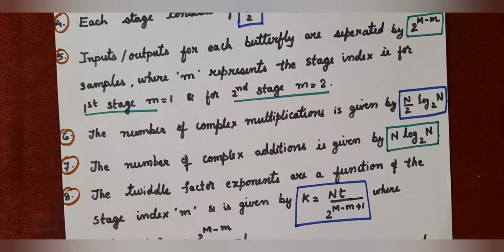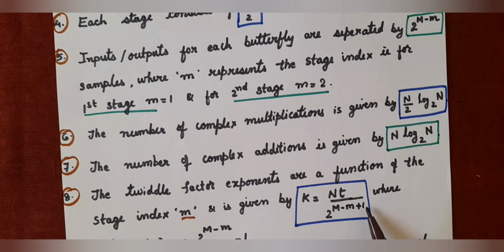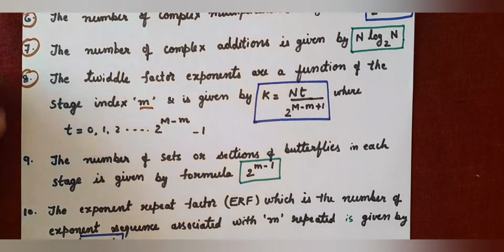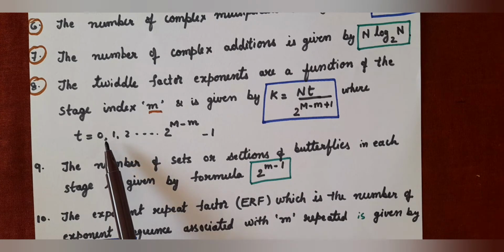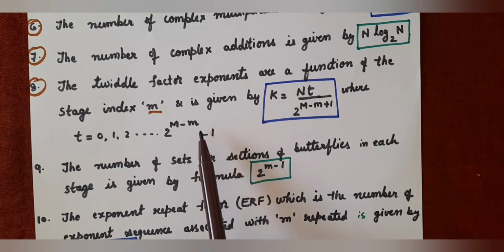The eighth point is the twiddle factor exponents are a function of stage index small m and is given by the formula k is equal to capital N times T by 2 to the power of capital M minus small m plus 1, where N is the sequence length, capital M is the number of stages, small m is the stage index, and T is varying from 0, 1, 2 till 2 to the power of capital M minus small m minus 1.